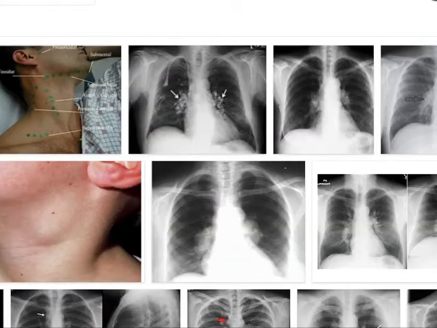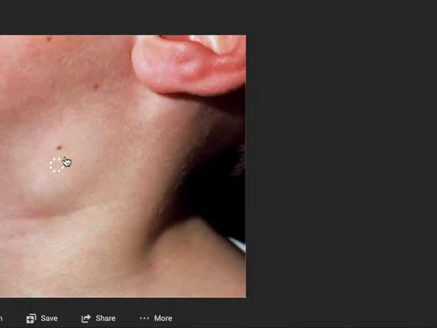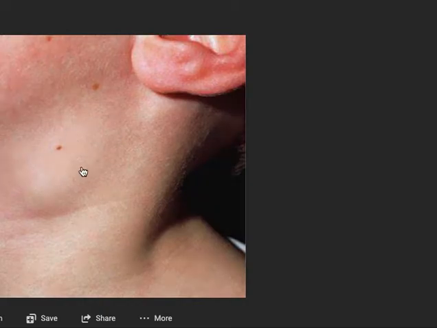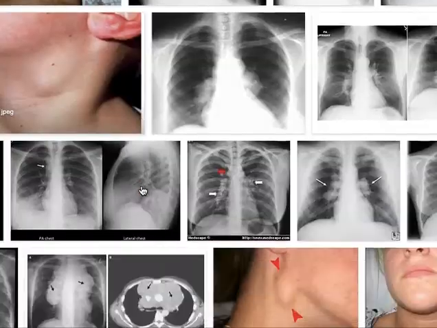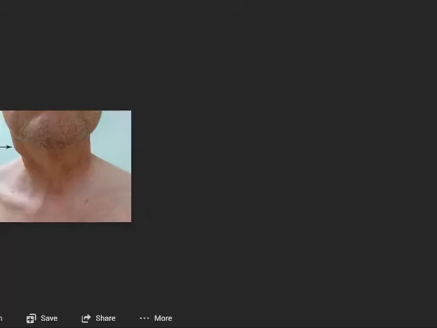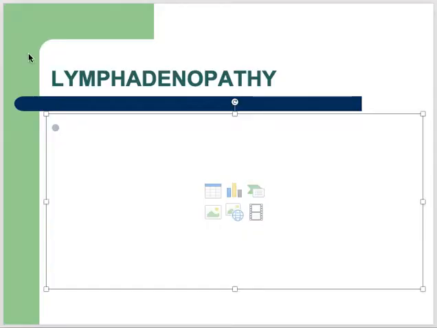Okay, so for example, you can see the child has an enlarged lymph node, right? First of all, you must know where the lymph nodes are in the body. For example, this one, see, the lymph node is enlarged. So first of all, you must know where the lymph nodes are in the body. Okay, axillary lymph node, trochlear, supraclavicular, cervical, submandibular.